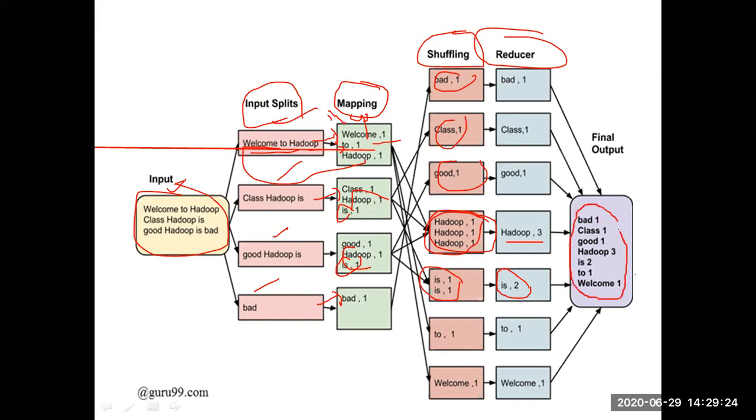The final output is this one. This is the final output that is given. Clear? Bad 1, class 1, good 1, Hadoop 3, is 2, 2, 1, welcome 1. We are giving a file for analyzing the data. We are giving a large set of files and finally the analysis report has come. Based on your requirement, the analysis report has come.